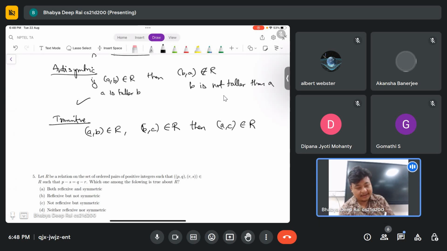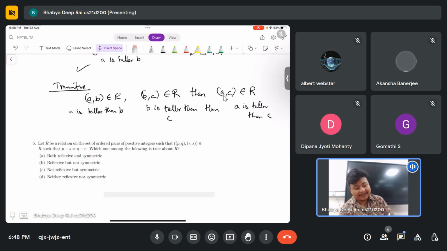So what is the logic here? The logical statement here is A is taller than B, B is taller than C, then A is taller than C. So yeah, you can imagine it yourself.